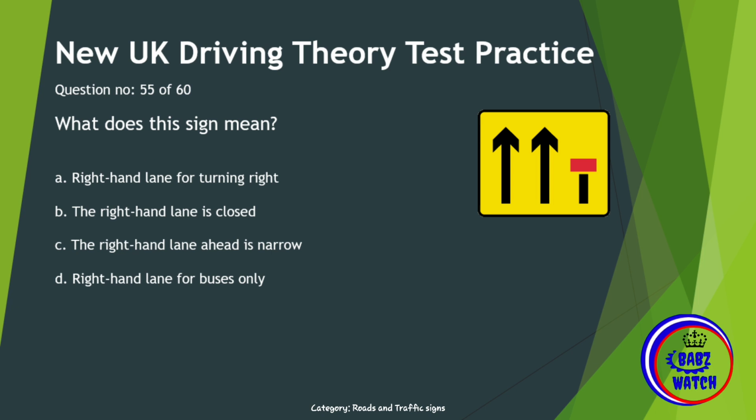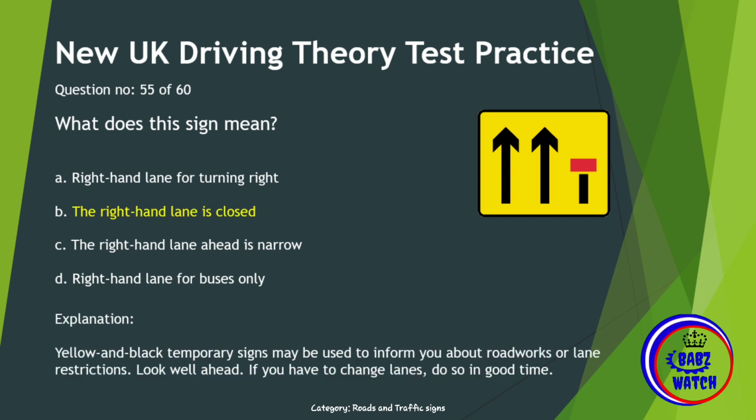Question 55 of 60. What does this sign mean? A. Right-hand lane for turning right. B. The right-hand lane is closed. C. The right-hand lane ahead is narrow. D. Right-hand lane for buses only. The correct answer is B. The right-hand lane is closed. Explanation: yellow and black temporary signs may be used to inform you about roadworks or lane restrictions. Look well ahead. If you have to change lanes, do so in good time.